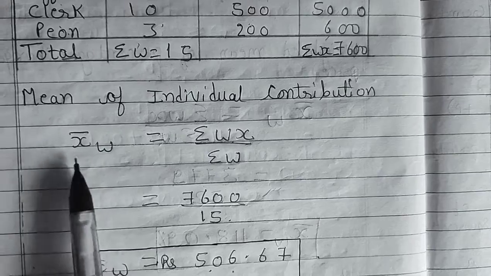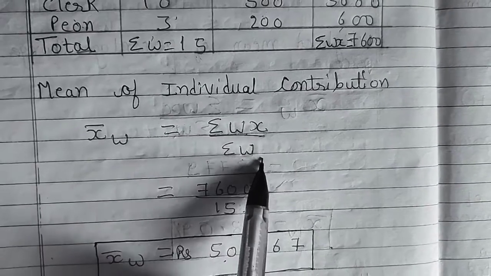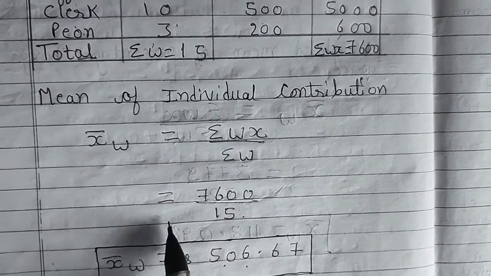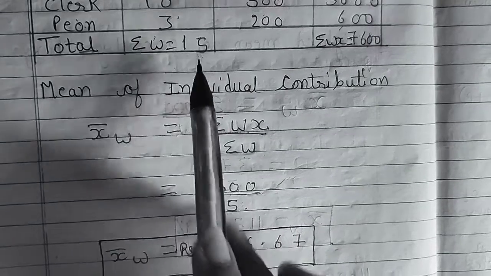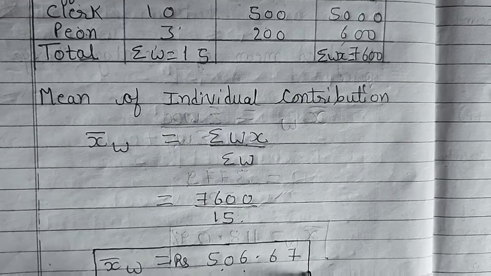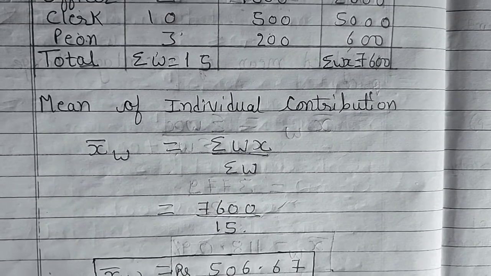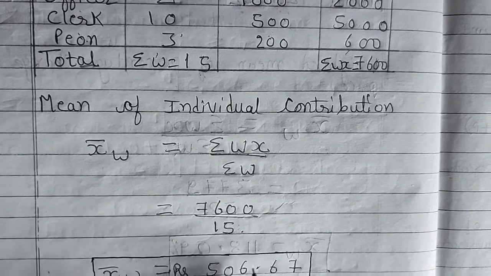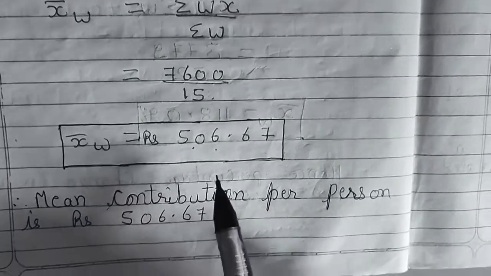Put all these things in formula, that is weighted mean is equal to sigma wx upon sigma w. So 7600 divided by 15. So we'll get weighted mean as 506.67. So hence we can say the mean contribution per person is rupees 506.67.